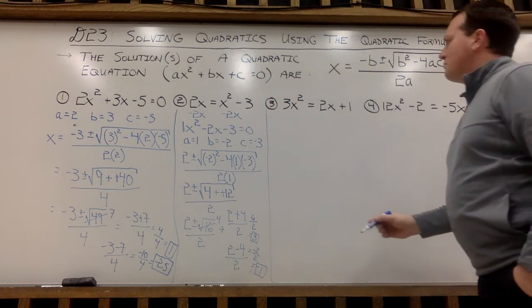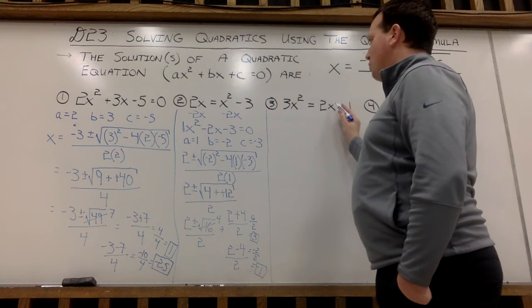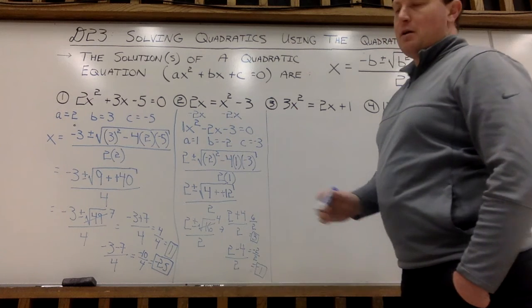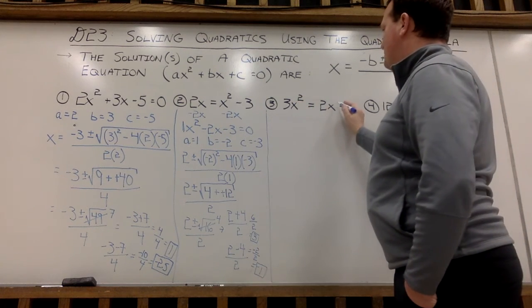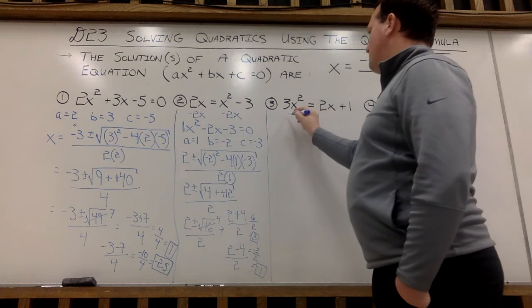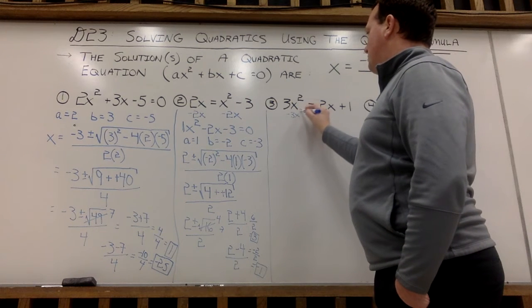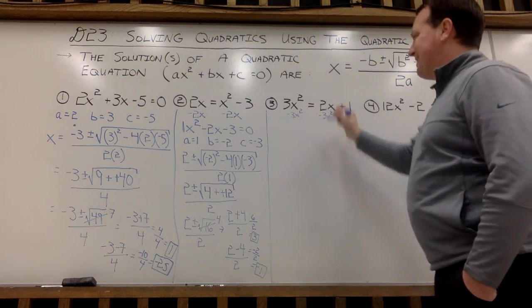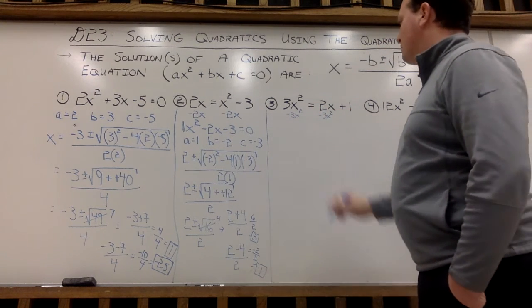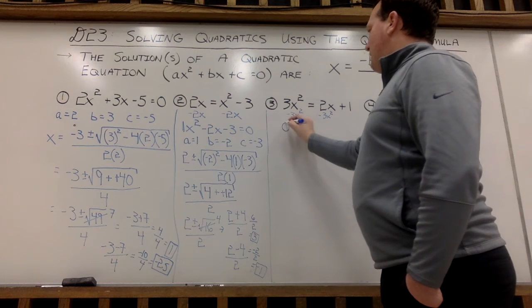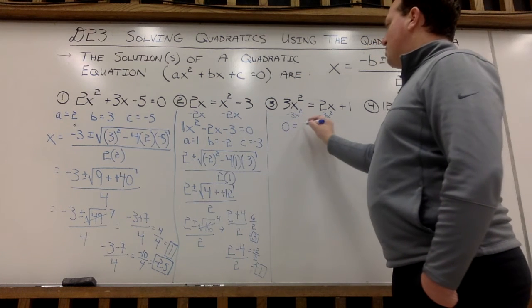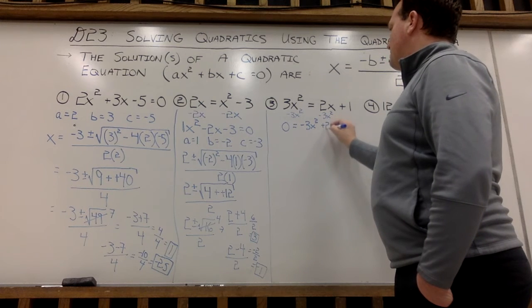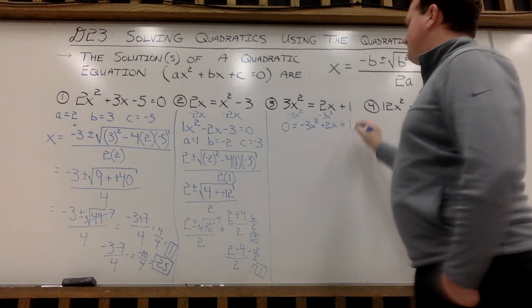Example 3 here. If you want to move your 2x over and positive 1 over, you can. Or you can move your 3x over and join everything up on the right side. So I moved my 3x squared over by subtracting that 3x squared from both sides. So I'll have 0 equals negative 3x squared plus 2x plus 1.